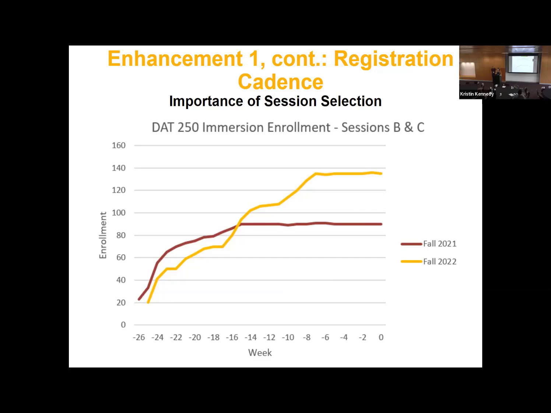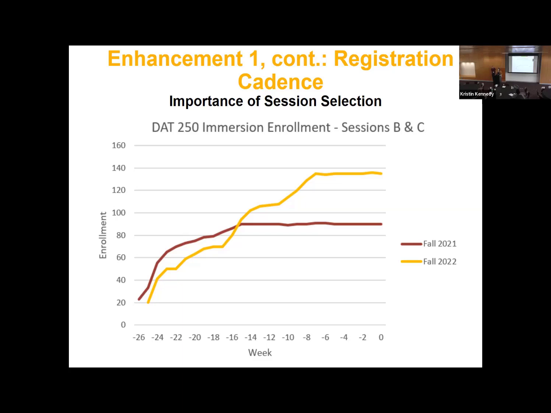These last 2 slides talk about the importance of session selection when you're looking at your data. DAT 250 is a newer course, so we actually don't have a lot of data on it yet. Our model has struggled to project it because it's not working on very much, compared to Math 117 or English 101, which we've been projecting for a very long time.